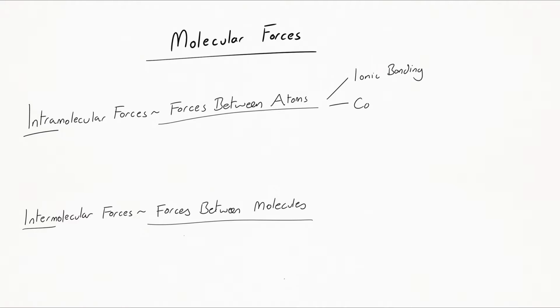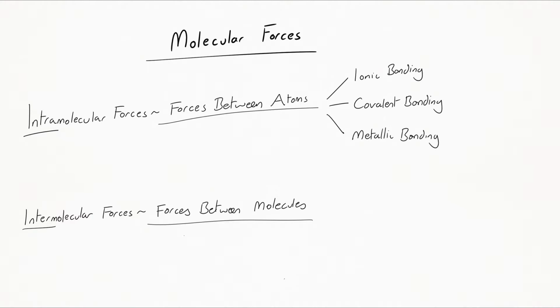covalent bonding, and metallic bonding. These bonds describe how atoms, ions and molecules are attracted to each other to form compounds.